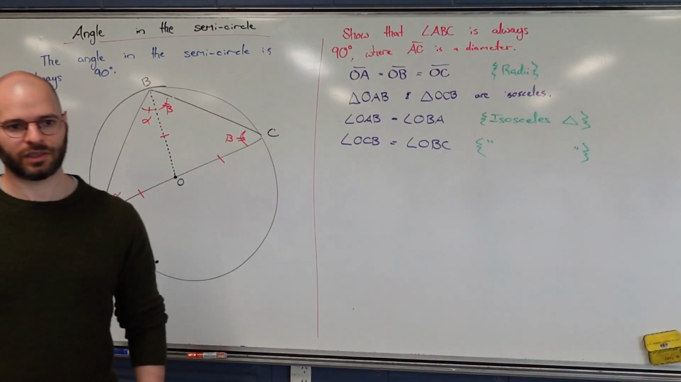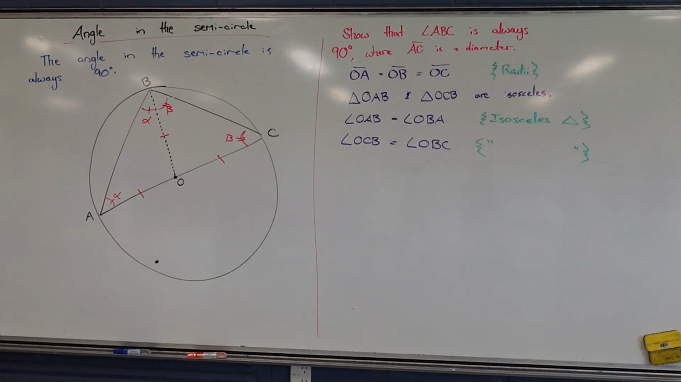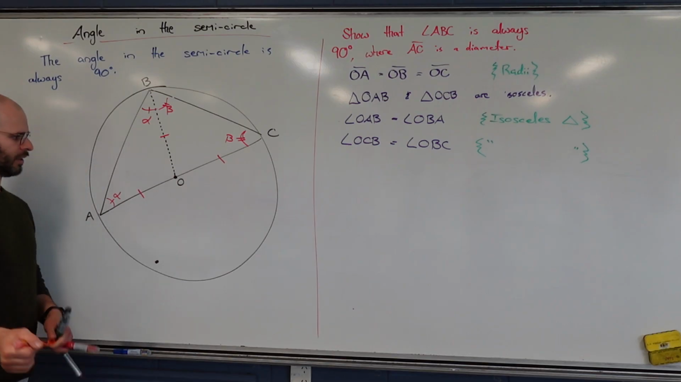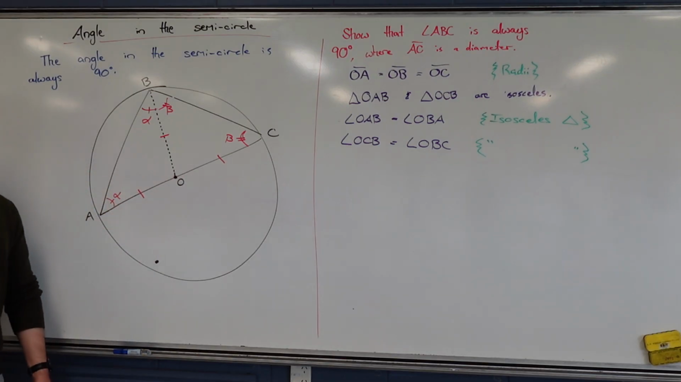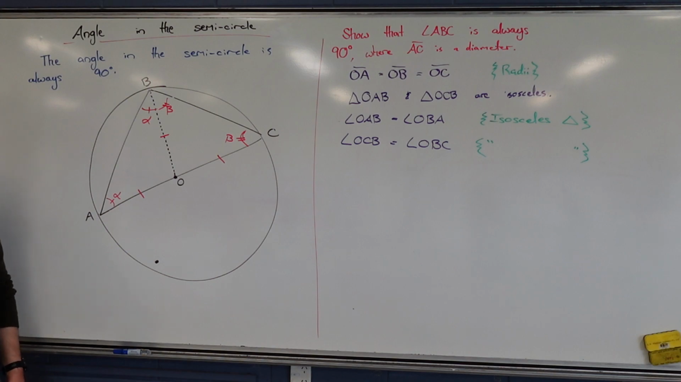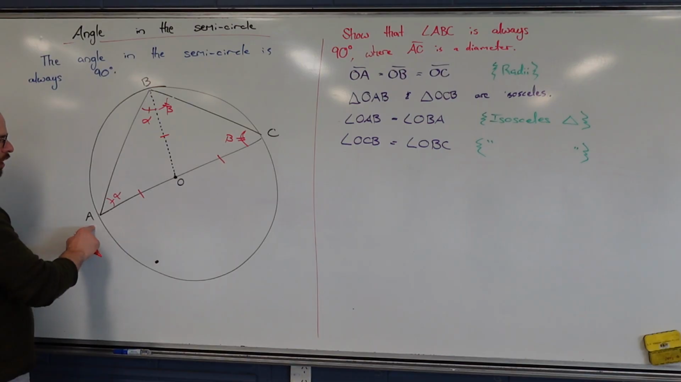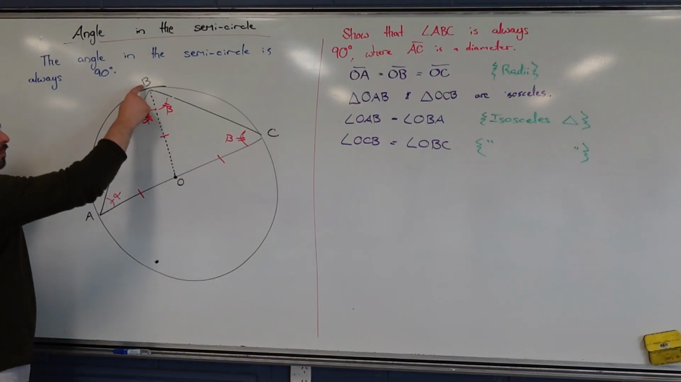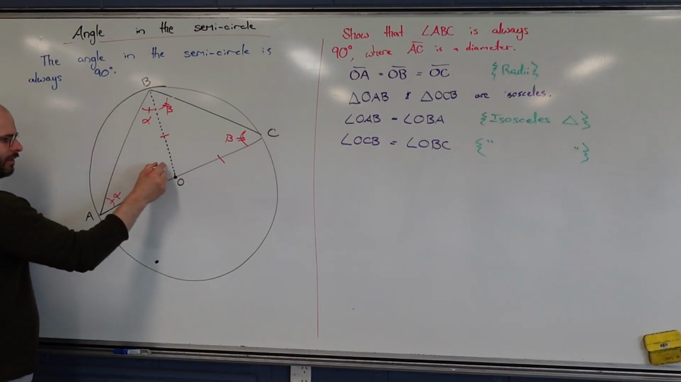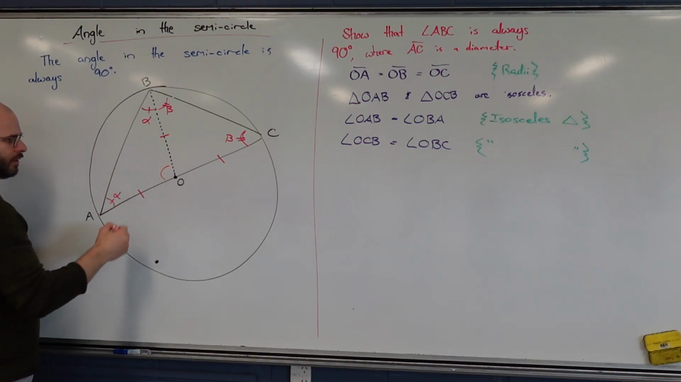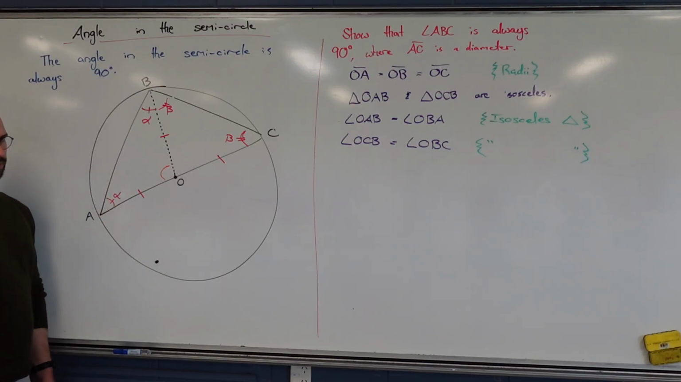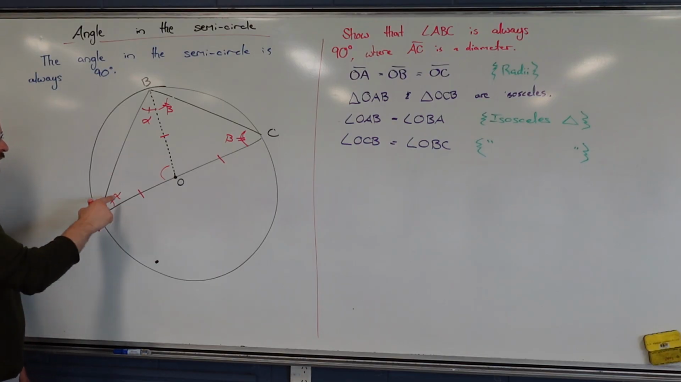I tend to just do the quotation marks if it's the same reasoning going down, save writing. Okay, cool. All right, now I want you to think about the unknown angles within this triangle. What would angle AOB be? 180 minus 2 alpha. That would be a good one.